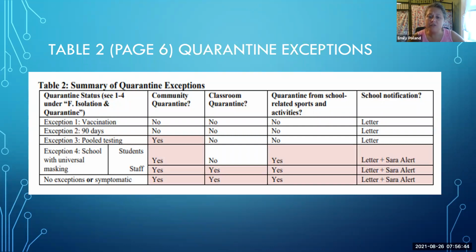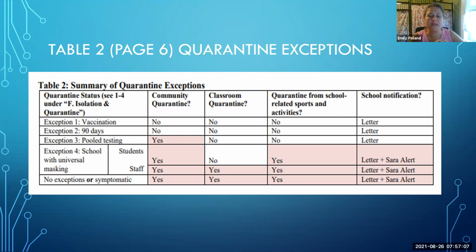Or if your school has the ability, you can do daily serial testing of your staff using the BinaxNOW test. And if a staff person tests negative and they're asymptomatic, they can continue to go to work at school. Then you have the person who has no exceptions, and then they have to quarantine, right?